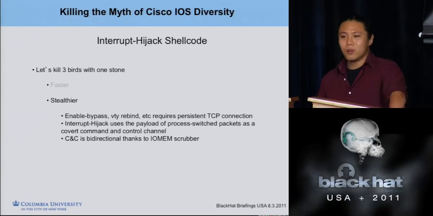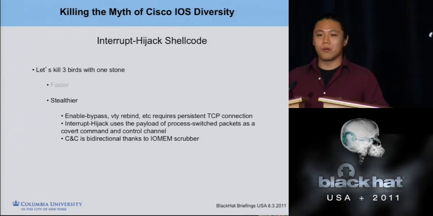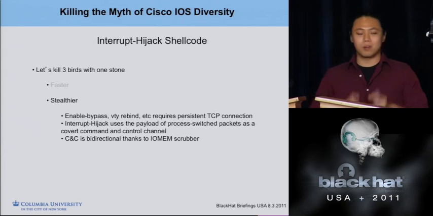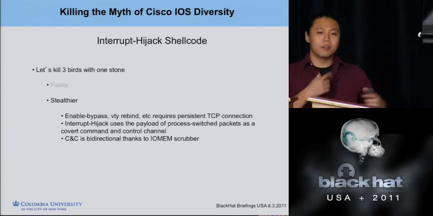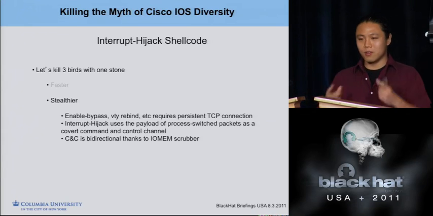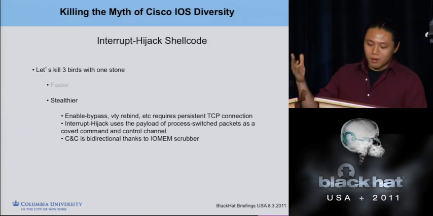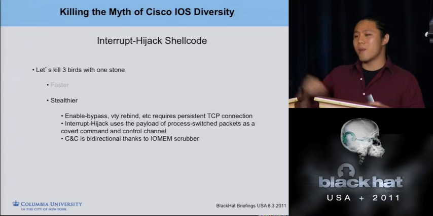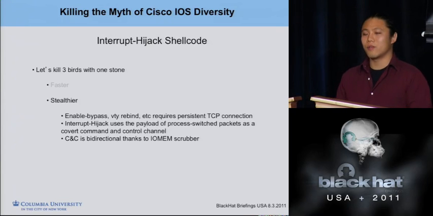In contrast, the interrupt hijack shellcode, as you're going to see in a few slides, uses a wide spectrum of different types of protocols that are unrelated, that are process switched. Specifically, we're going to use the payloads of these process-switched packets to construct a coherent command and control channel. Because these packets are unrelated, traditional intrusion detection systems will have a harder time constructing our command and control channel, so it'll be stealthier and more difficult to detect. And the command and control channel we're talking about is also bidirectional, so we can use it to exfiltrate information back to the attacker in a stealthy way. That's going to be very important when we try to actually solve this diversity problem.